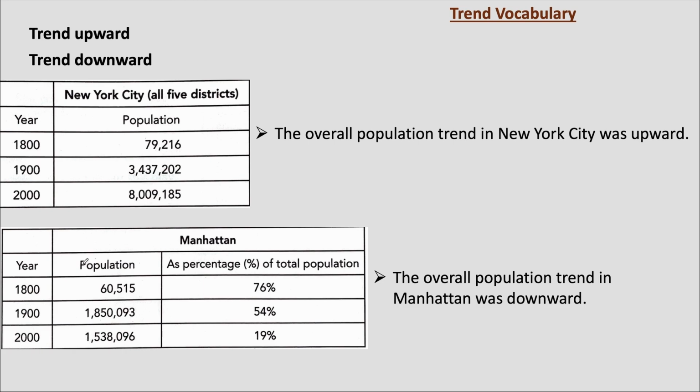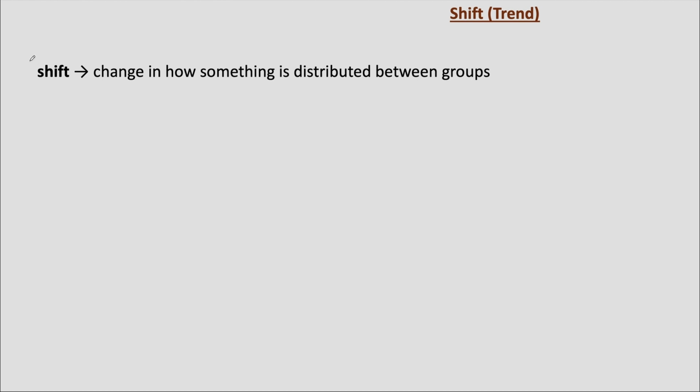When we talk about overall increase or decrease in a table or graph, we can use trend with upward or downward. For example, the overall population trend in New York City was upward, but the overall percentage of total population showed a downward trend. We can use the word shift for a major change.